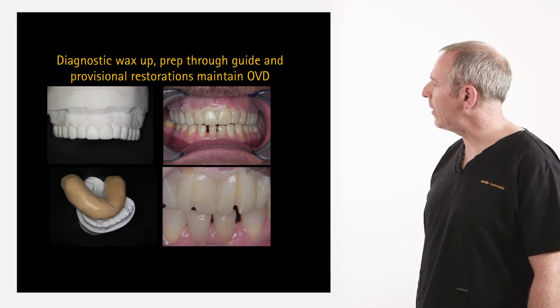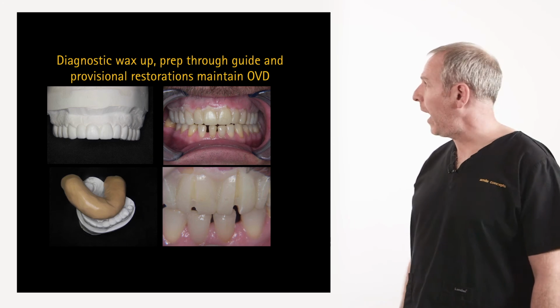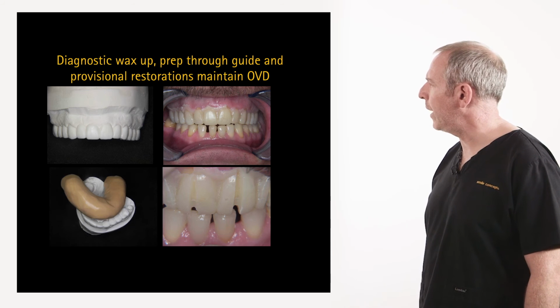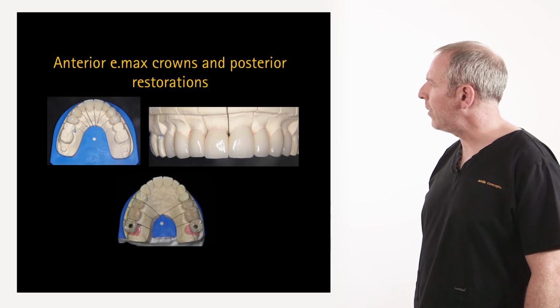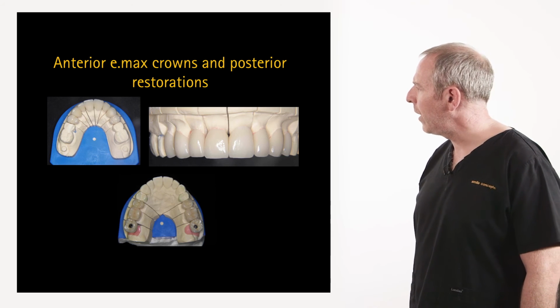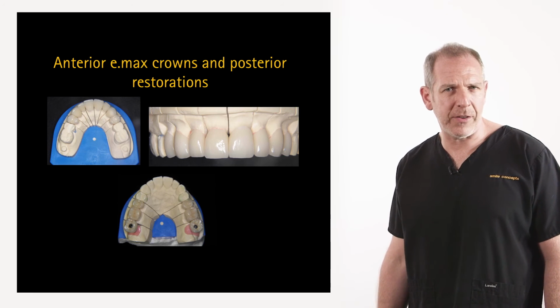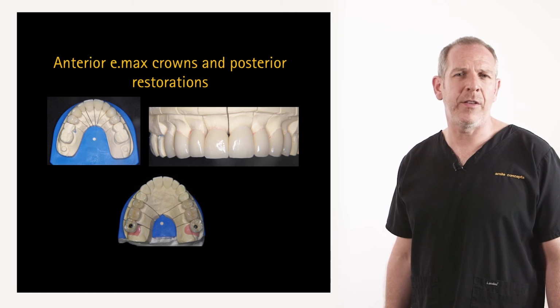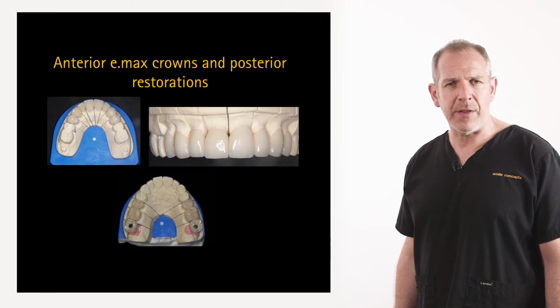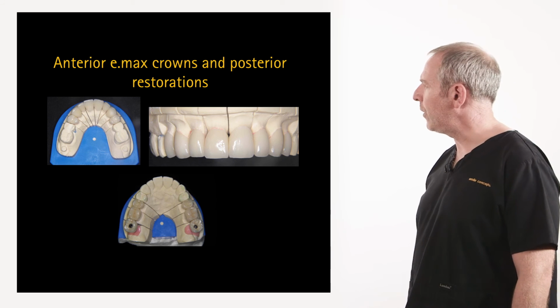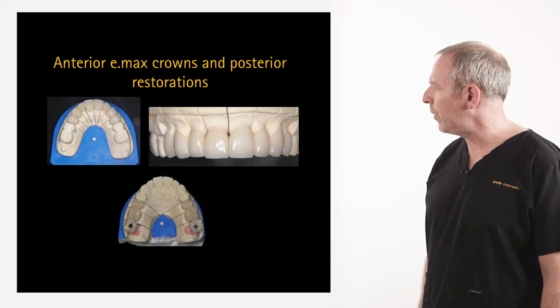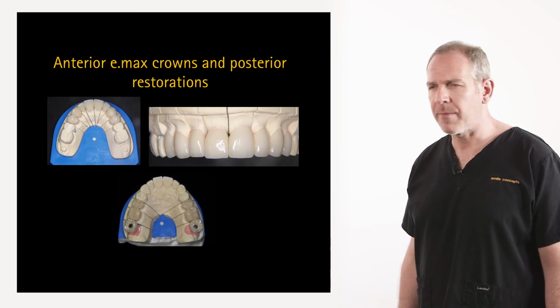We can then use this anteriorly for our prep through guide, and posteriorly we're going to leave the acrylic in place, as this maintains our CR record and it also maintains the occlusal vertical dimension. We then have standard anterior e.max crowns, and these again very minimal crown preparations. You saw the preparations earlier when we contrasted them with the previous preps we used to do. And so these are ultra conservative preparations but with a highly aesthetic result.